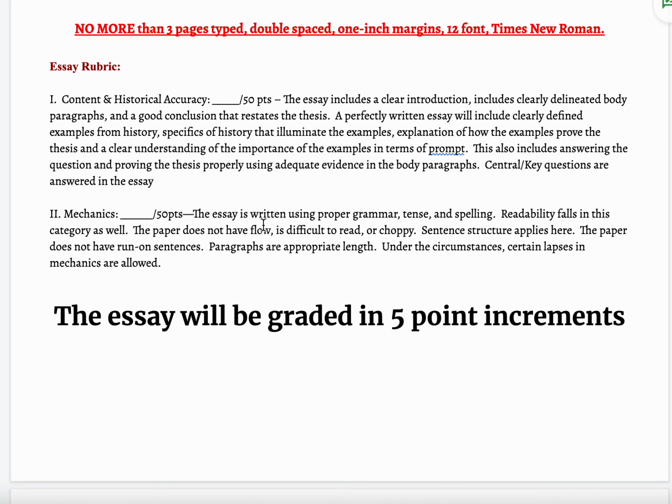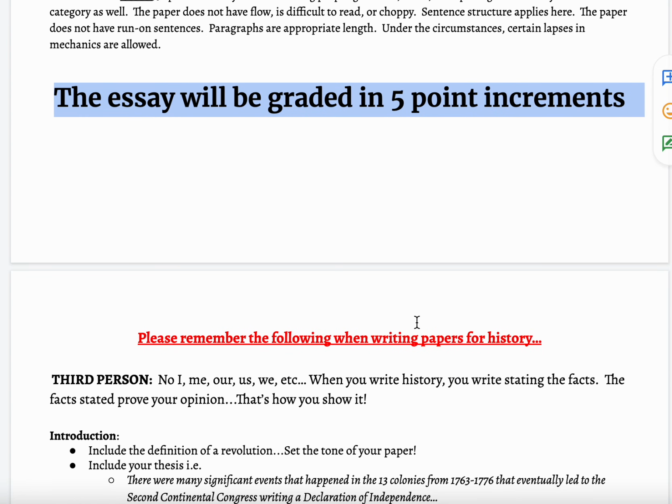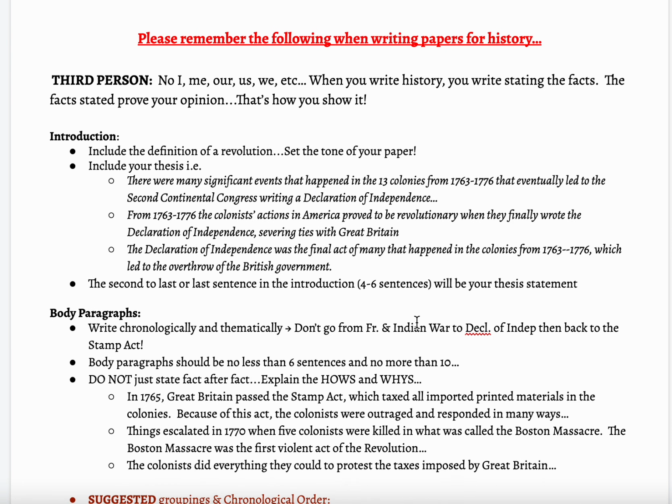This paper will be no more than 3 pages, typed, double spaced, 12 font Times New Roman, 1-inch margins. Minus 5 points for each one of those things not done correctly. So make sure it's done correctly. Content is 50% of the essay. Mechanics, like grammar stuff, that's 50% of the essay. And the essay will be graded in 5-point increments. So like 100, 95, 90, 85, 80, and so on.